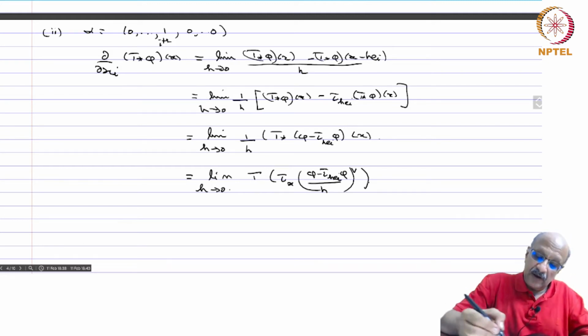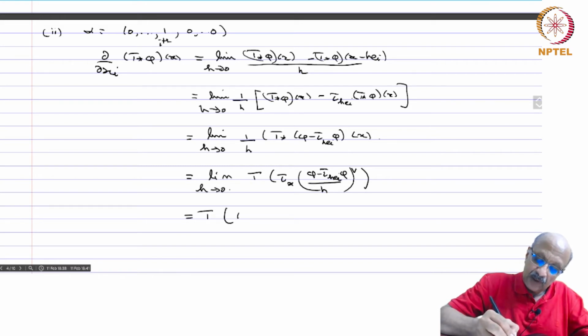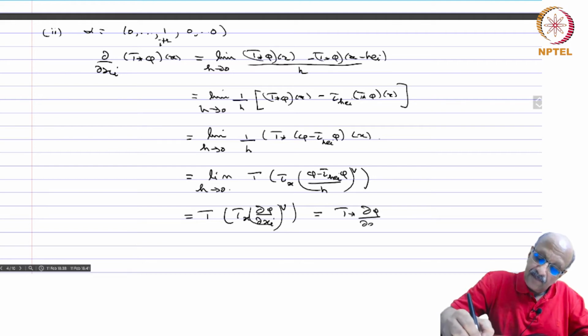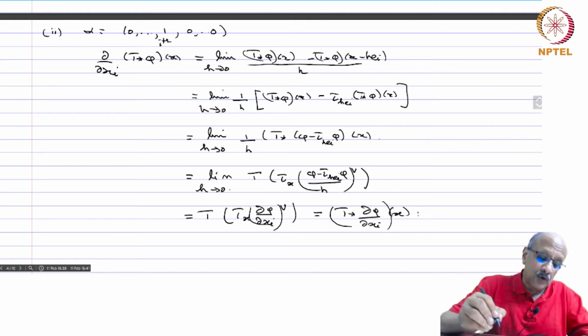That is the definition of the convolution of a function. But we saw that this function here goes to d by dxi in D of Rn. So, tau x also will do that, and therefore, this is nothing but T of tau x d phi by dxi, cheshire, and that is nothing but T star d phi by dxi evaluated at x. So, we have shown that the limit exists, and in fact, the derivative is equal to this.